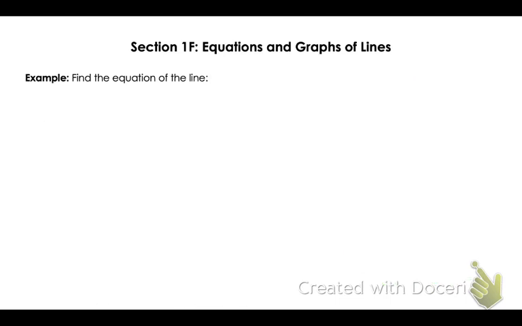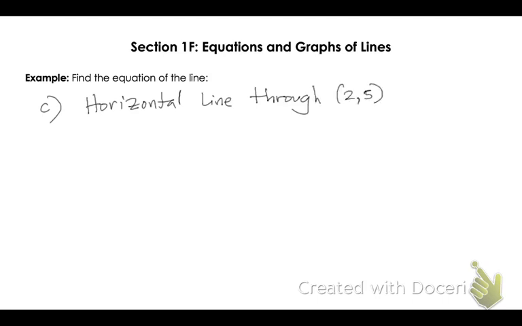All right, but what if you do have a vertical or horizontal line? Okay, so let's say that we have a horizontal line through the point 2, 5. So on the slide where I said defining the equation of a line, I said that a horizontal line is always going to have the equation y equals b, where b is the y-intercept.